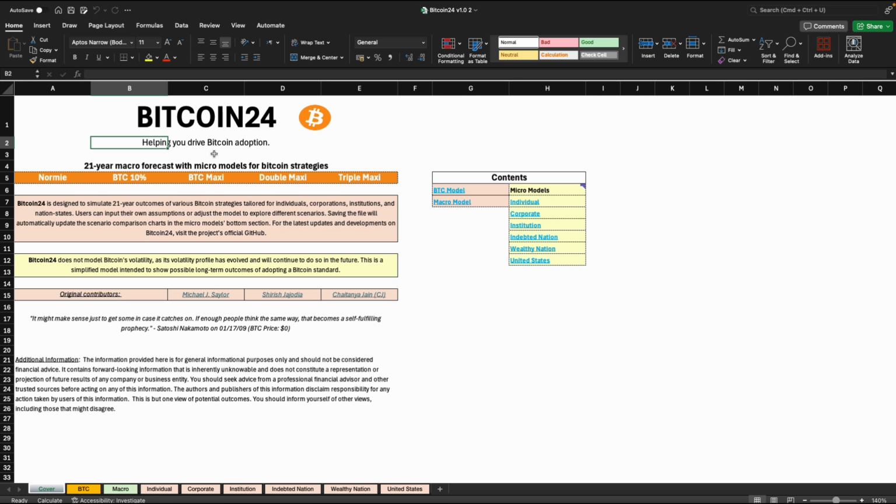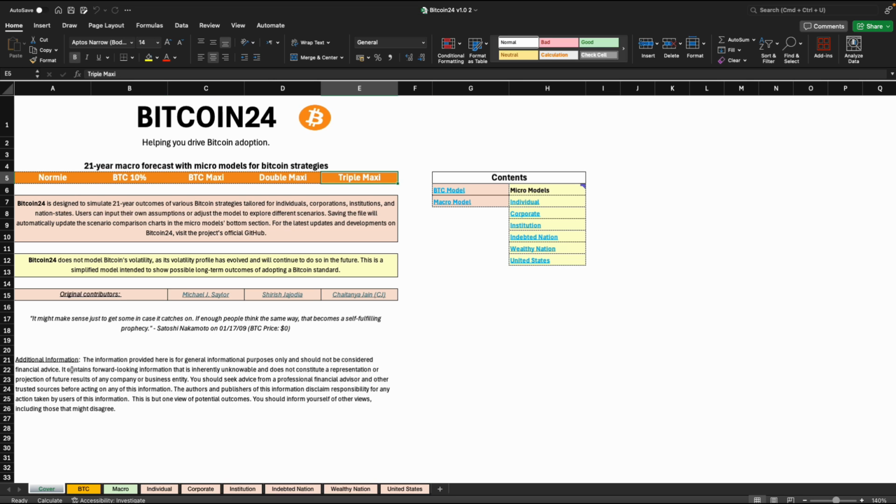Let's say you have a friend that wants to get into Bitcoin, and of course everyone, the new guys and even us, we are concerned about the Bitcoin price and what kind of appreciation potential it has. So I guess this is the intention of this model, a 21-year macro forecast with micro models for Bitcoin strategy. As you can see here, it's divided into 5 categories: the normie category, the Bitcoin 10% category, the BTC maxi, the double maxi, and the triple maxi.